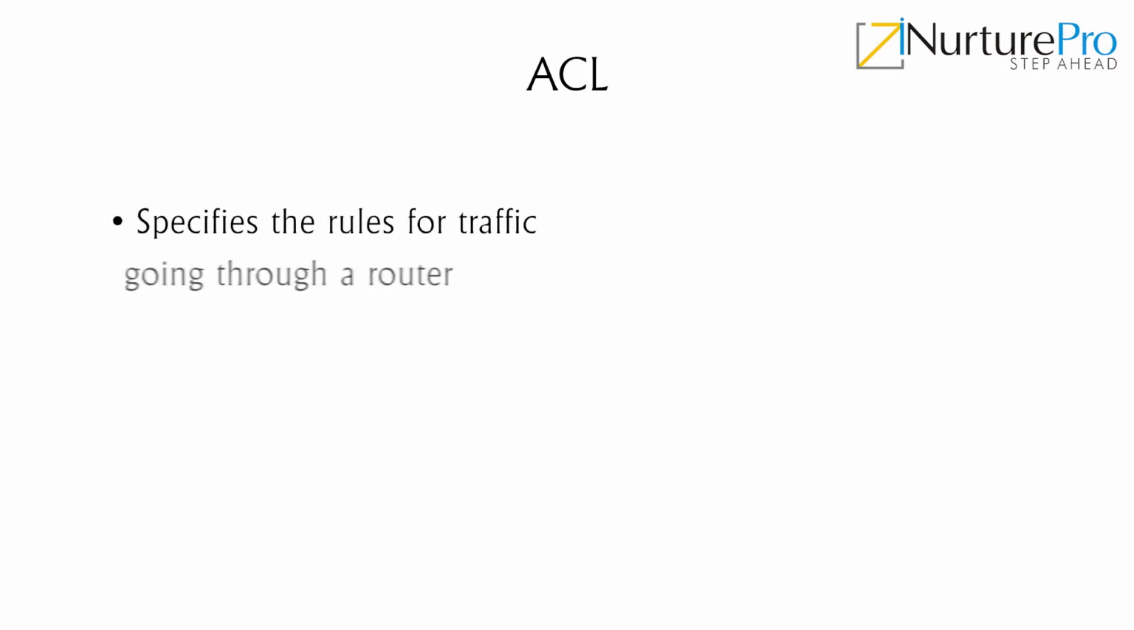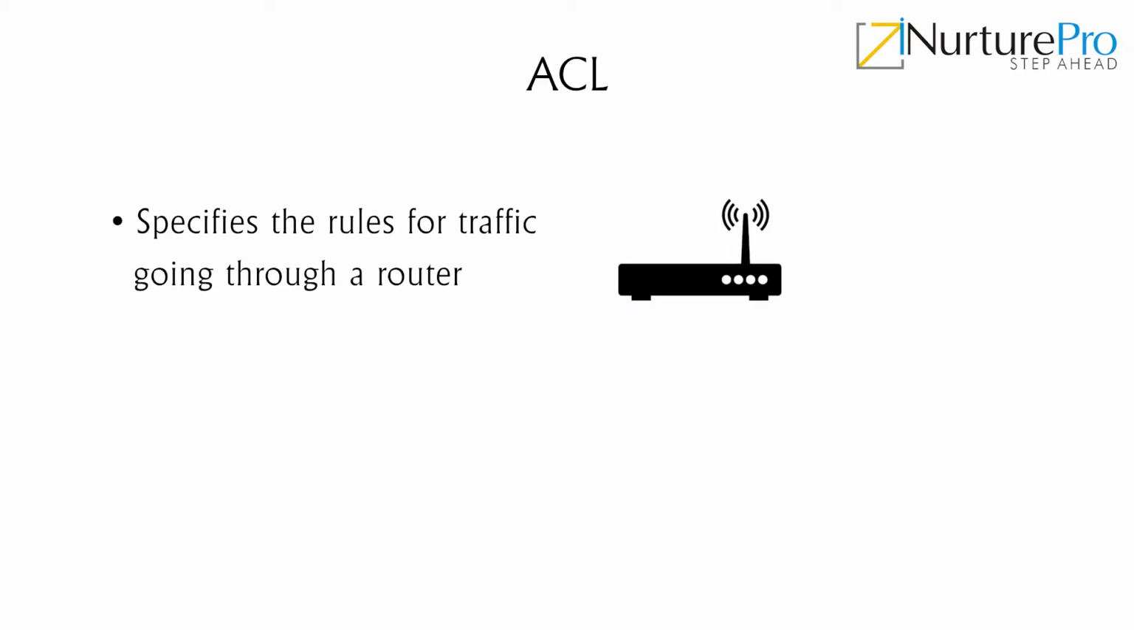An access list applied to a router specifies the rules for traffic going through a router. However, the data packet originating from a router is not affected by that router's access list.